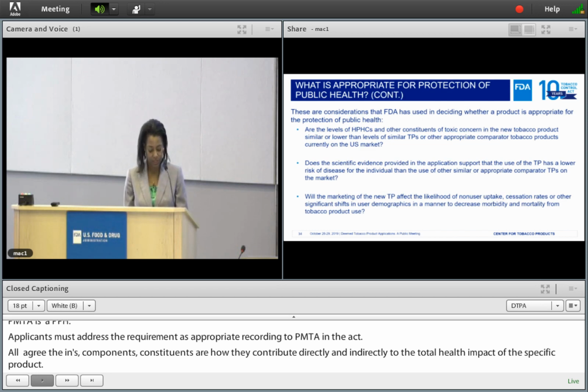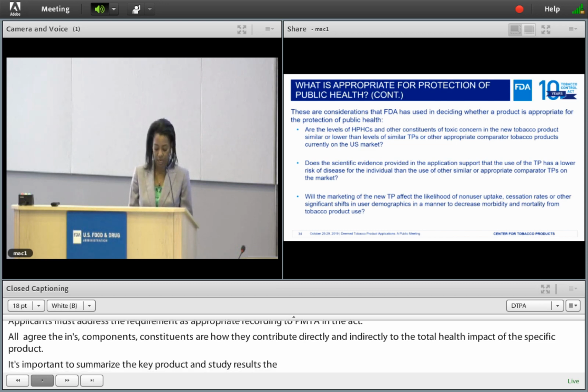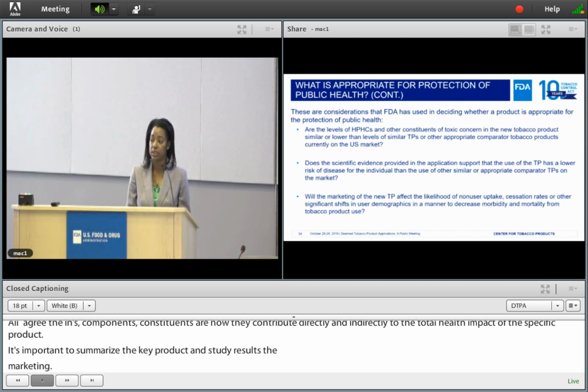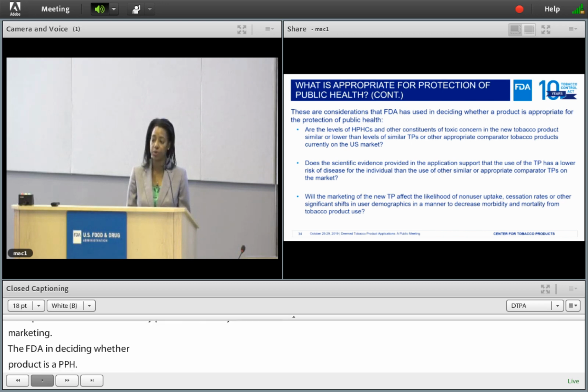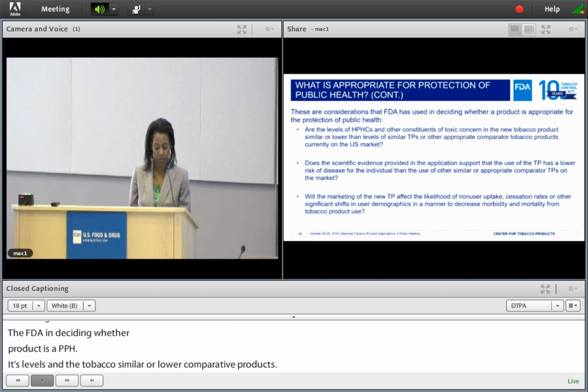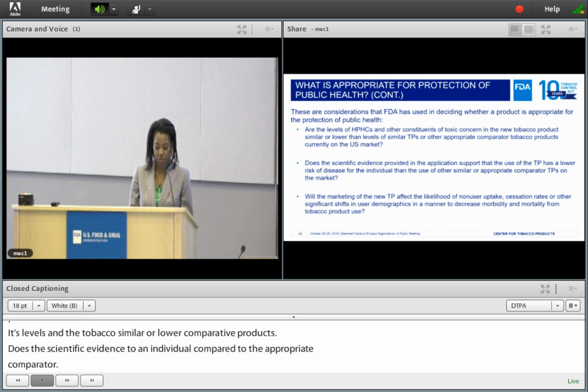The questions listed on this slide are examples of the types of issues FDA has discussed in deciding whether a product is a PPH. Are HPHCs and other toxic constituent levels in the new tobacco product similar or lower than levels of other appropriate comparator products? Does the scientific evidence indicate lower disease risk to an individual compared to the appropriate comparator? Will the marketing of a new tobacco product affect the likelihood of non-user uptake, cessation rates, or other significant shifts in user demographics in a manner to decrease morbidity and mortality from tobacco product use?